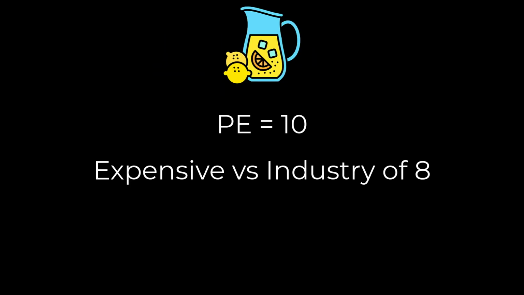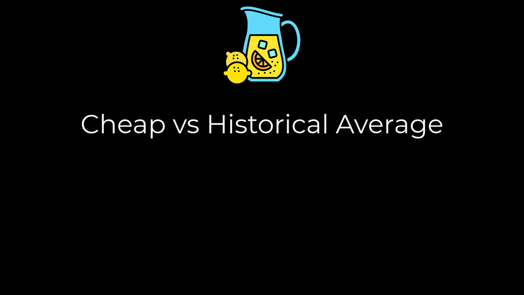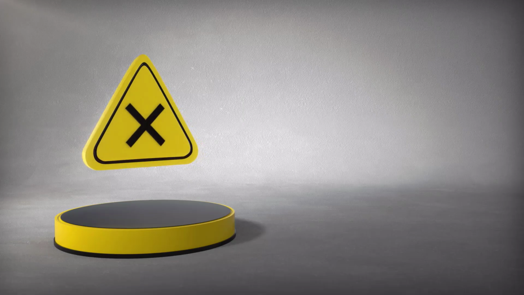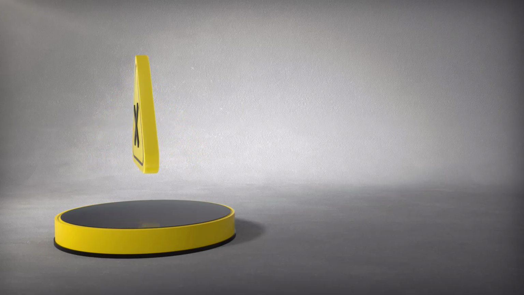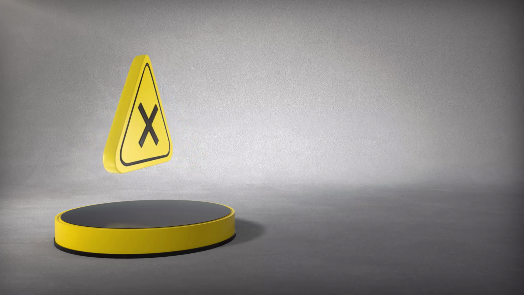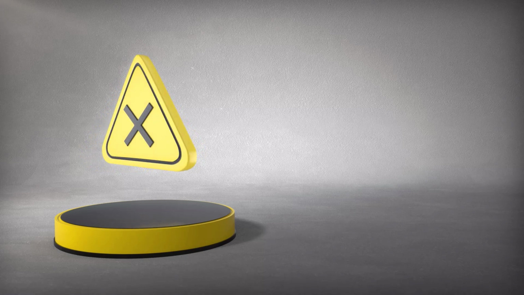Lee's Lemonade is expensive compared to the industry. So Lee's Lemonade is cheap compared to its historical average, but expensive compared to the industry. This is a limitation of multiples such as the PE ratio. It does not give you insights into the other factors which influence the stock price, such as growth rate or strength of the balance sheet.